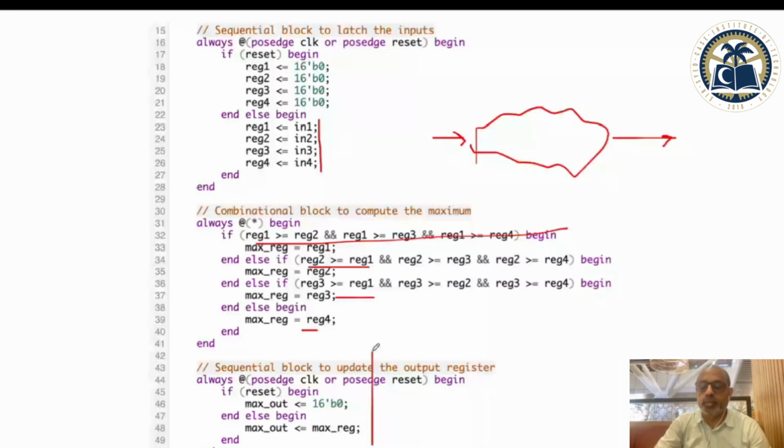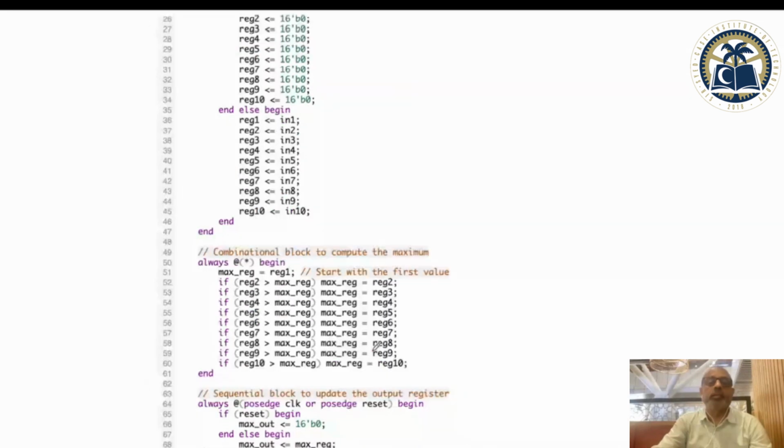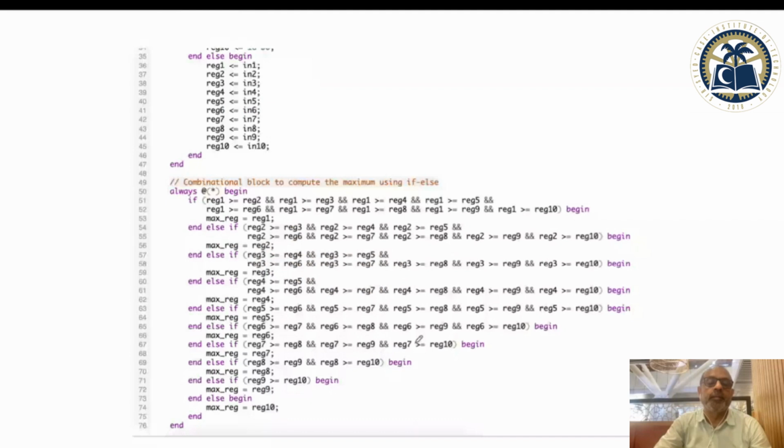Then I said do it with 10 values. If you have 10 inputs, and you were to find the maximum, it is like the same set of code, consistent with what it has been producing. First it checks whether register 1 is greater than all the values, or if input 2 is greater than all the values, or if input 3 is.